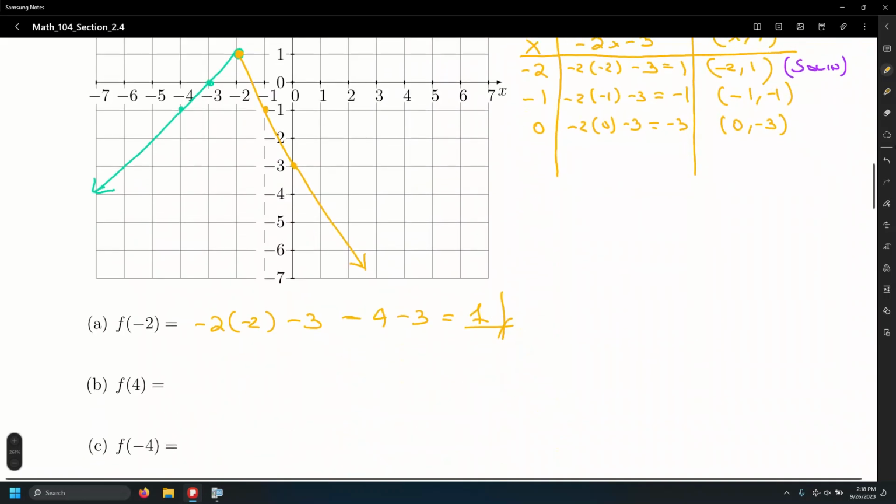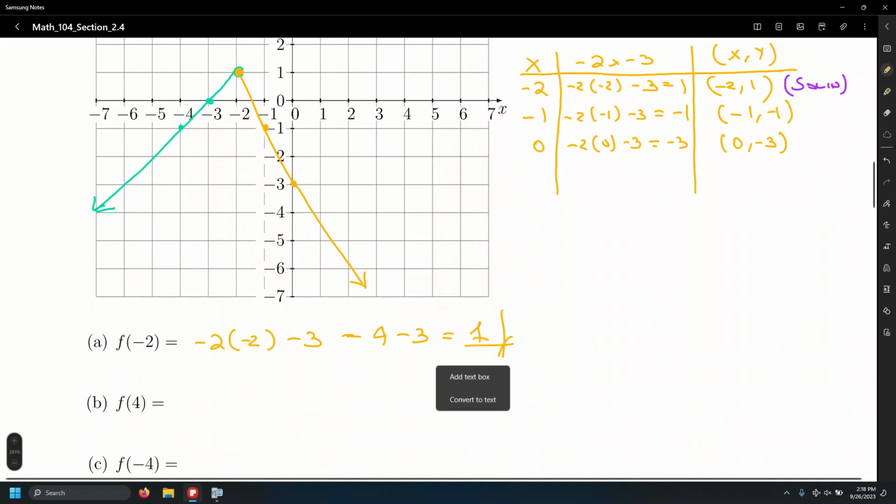Now, f of 4. Is 4 allowed in the yellow one or the green one? I don't understand where you got the -4 and the -3. No, it's an equal sign. Yep. All right, what about 4? Is 4 allowed in the green one or the yellow one?